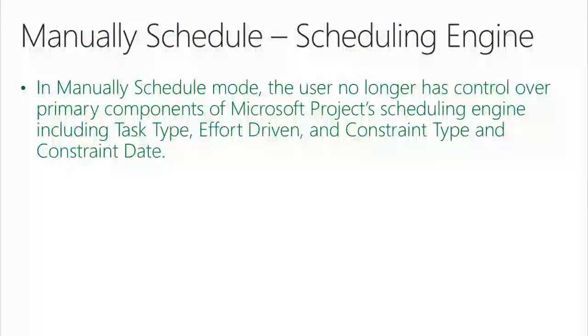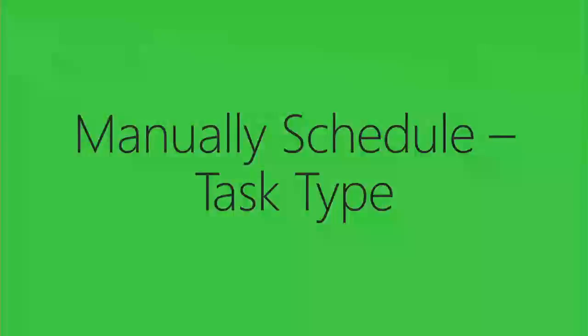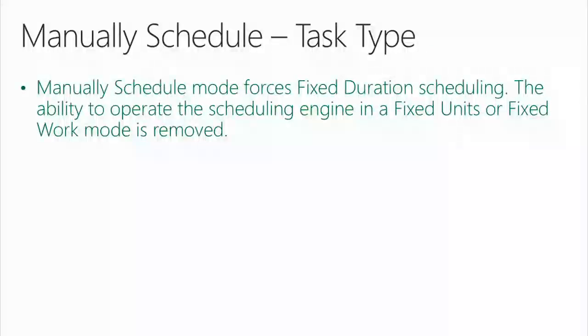In manually scheduled mode, you no longer have control over the primary components of project scheduling engine, including task type, effort-driven, constraint type, and constraint date. You don't. So let's start with task type. Manually scheduled mode forces fixed duration scheduling. The ability to operate the scheduling engine in a fixed units or fixed work mode is removed. So the minute you change task mode to manually schedule, you've now signed up for fixed duration scheduling, period.